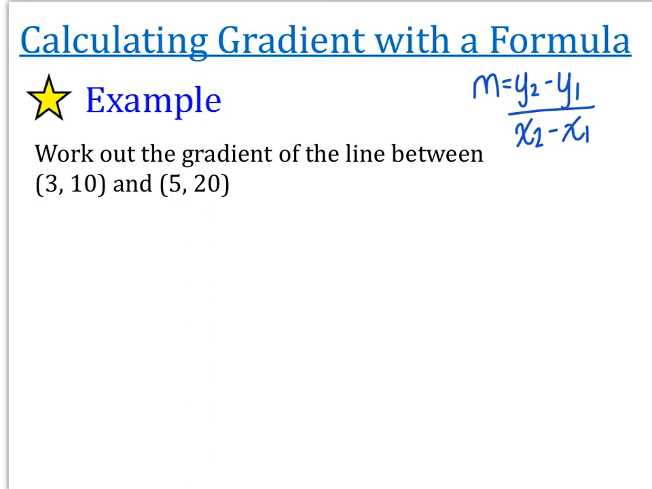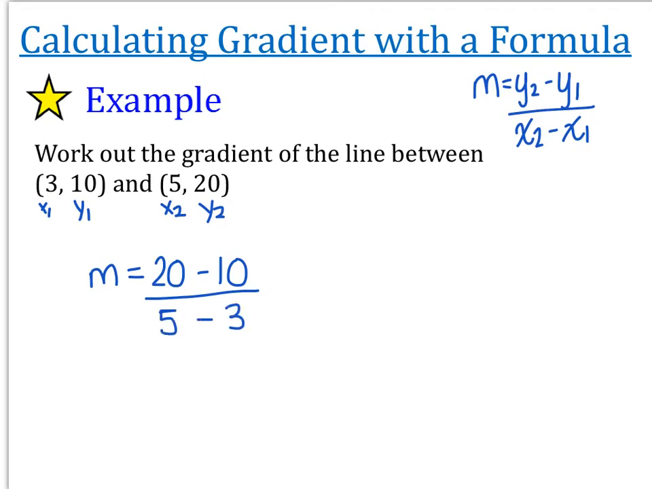Because this is the first one, I'm going to call it x1 and y1. And then in the next set of coordinates, I'm going to call it x2, y2. And then all that this becomes is a substitution problem. You've done a lot of substitution over the past few weeks, so I'm just going to substitute these different numbers into my formula. So I've got m is equal to y2, which is 20, take away y1, which is 10, divided by x2, which is 5, minus x1, which is 3.